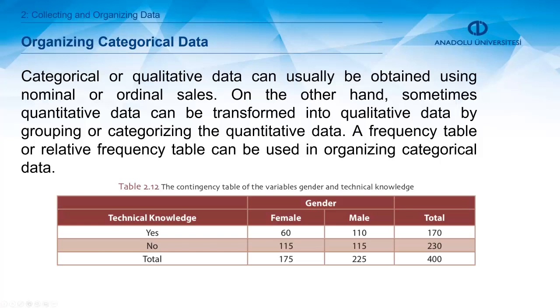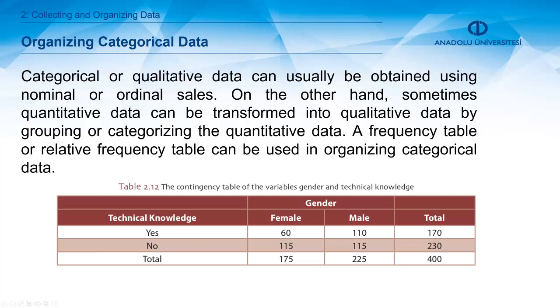So we have here gender, female and male, and we have technical knowledge. They have technical knowledge, yes or no. Both of them look like nominal variables. And in total, we have 400 objects. And out of these 400, 170 of them have technical knowledge and 230 of them have no technical knowledge at all. So it's very easy to see and make some descriptive statistics.